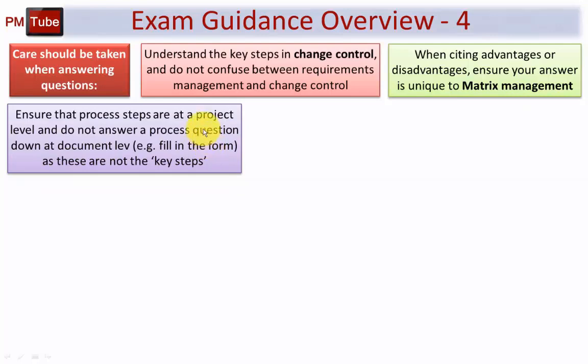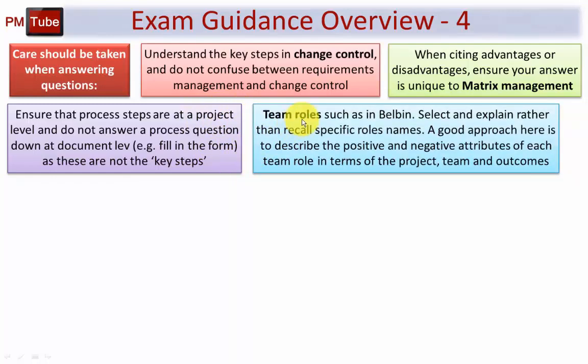Ensure that process steps are at a project level and do not answer a process question down at document level. For example, filling in forms, as these are not key steps. In other words, if you're answering a question on change control, then you talk about the whole process of change control at project level, rather than I would fill out this form, I would pass it to Jim, Jim would then check it, and so on. Those are not the key steps. And don't worry, of course, in the coming modules that you'll study, I've made sure that all key steps are shown at project level.